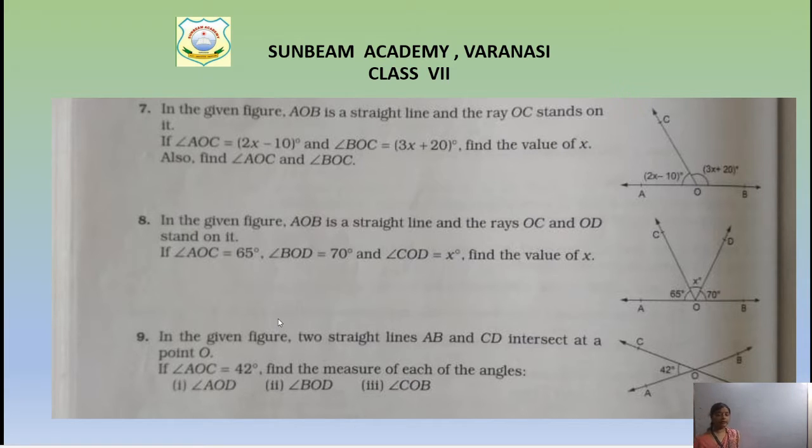In the given figure, 2 straight lines AB and CD intersect each other at a point O. Okay, let's draw it. So we have AB first. AB, not AC. So this is a line, that's why a double-headed arrow. Mark the points A and B. And one more line is there, that is CD. So let me draw that line.